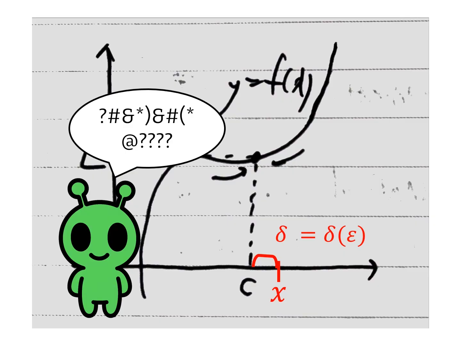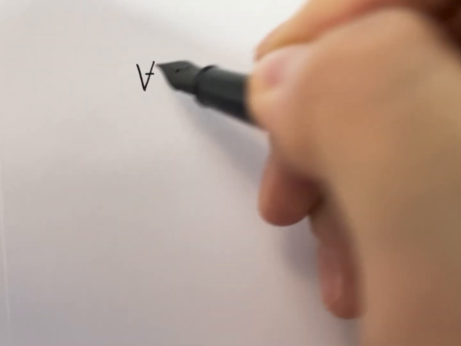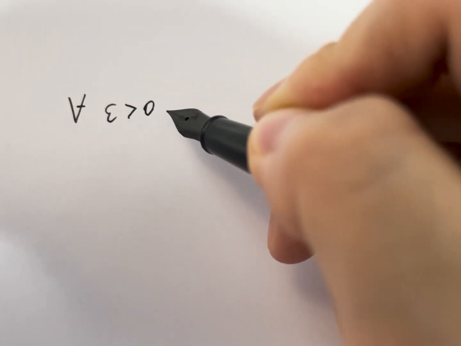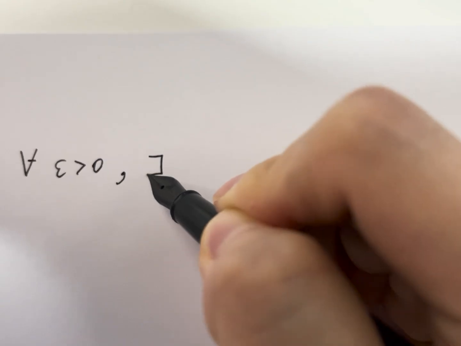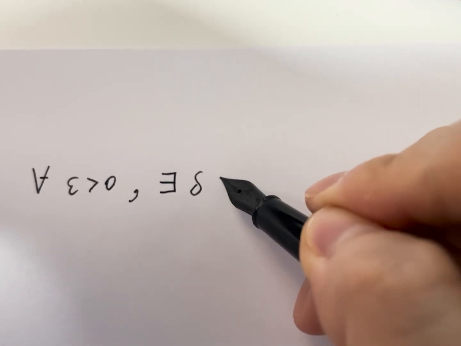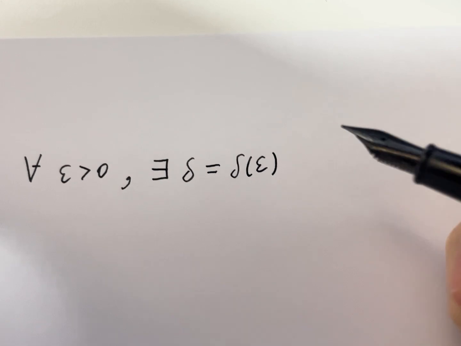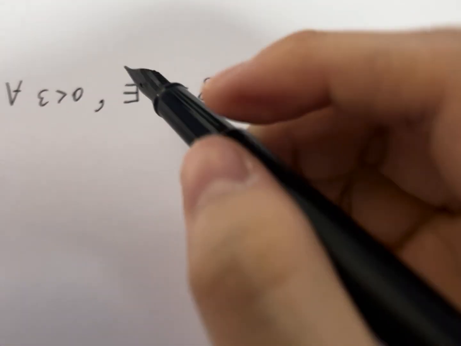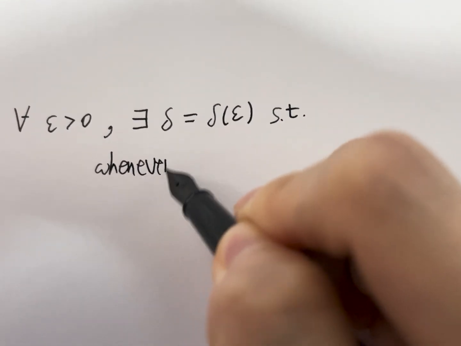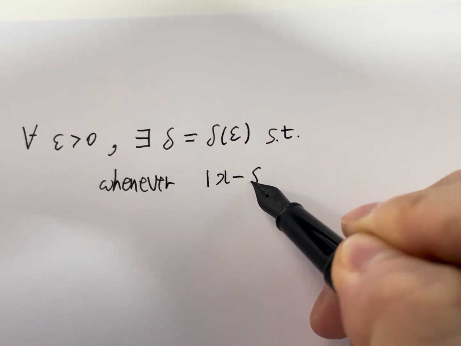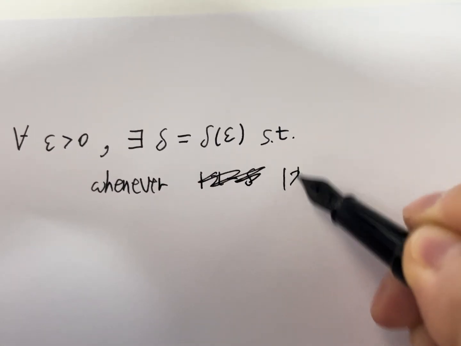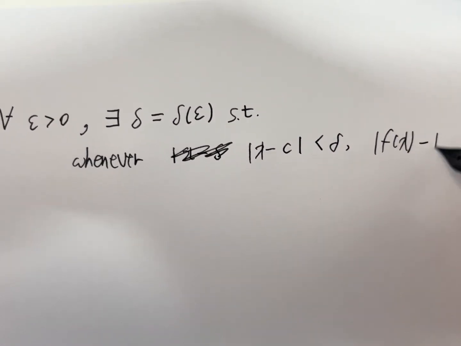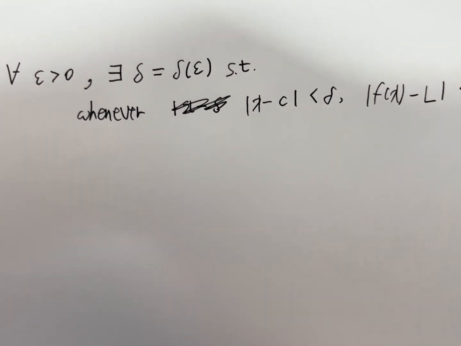Then we can formally write: for every small epsilon, which is positive, there exists a delta such that whenever |x minus c| is smaller than delta, |f(x) minus L| is smaller than epsilon.